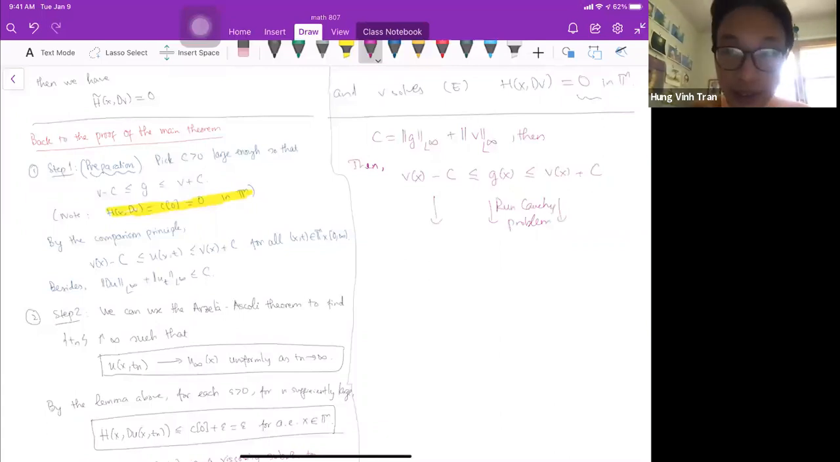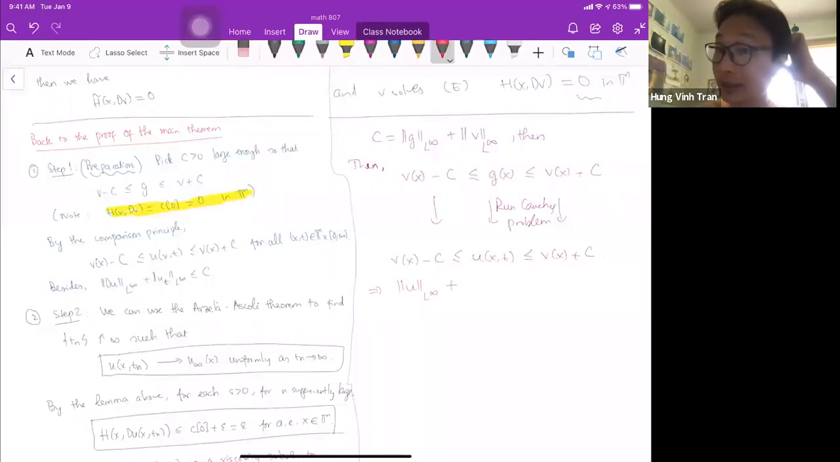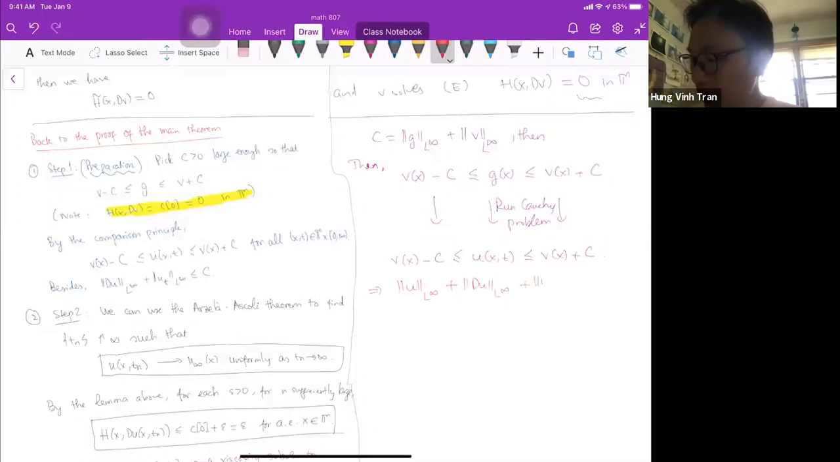v is the solution to the stationary problem. You assume that c naught is zero. So when you run the Cauchy problem, it's still going to be v(x) minus C, right? This is a stationary solution to the equation. Run the Cauchy problem, the middle term we have u(x,t), that's a solution to the Cauchy problem. The right term is still v(x) plus C, okay? So then we get that u is bounded. And also, by coercivity and other things we have proved earlier, I'm just going to skip it, the gradient and the time derivative are also bounded.